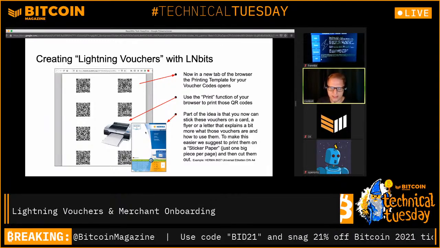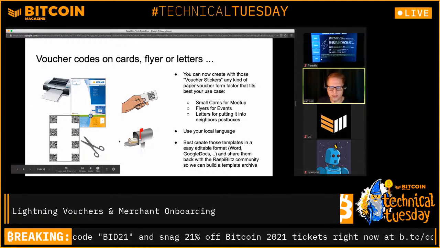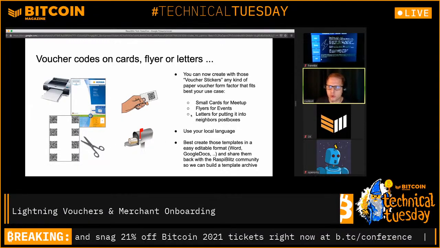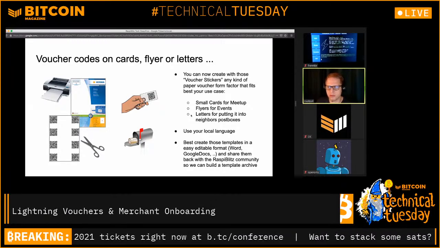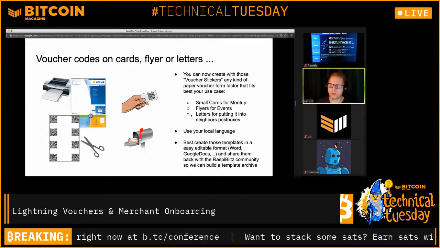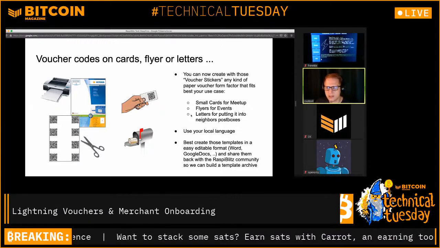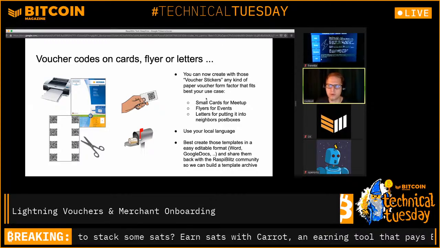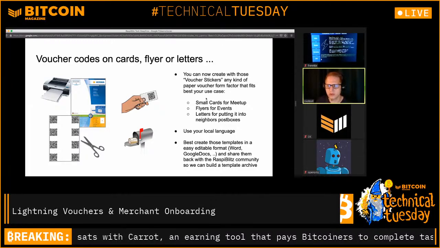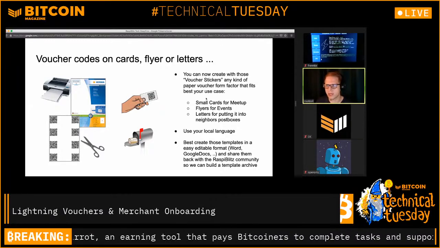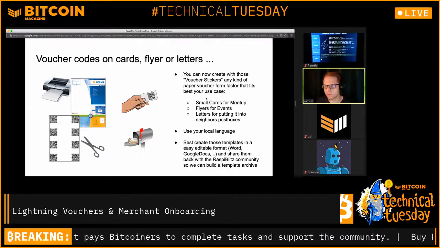Okay, so the next step is, once you've cut them out and have those little voucher stickers, of course if you just give people those QR codes, they may be a little bit confused. What is this? So you have to put a little more information around it. Depending on where you want to spread them, it can make sense to put them on different things. You can have them on small cards that just say, here are your free Satoshis, ask me about it, or scan with your phone.